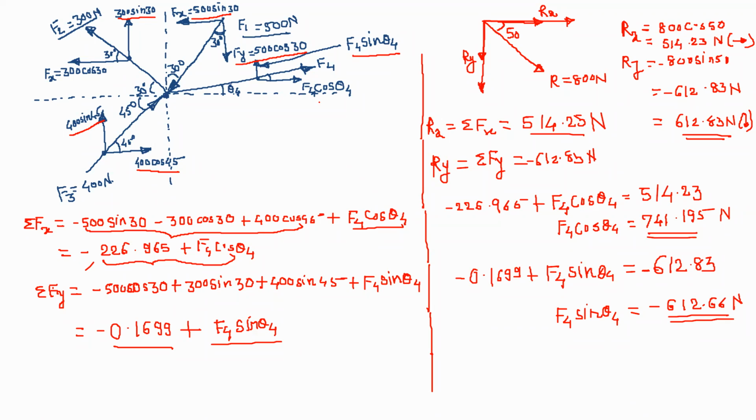So actually, we assume F4 lies in the first quadrant. But from this F4 cos theta 4 and F4 sin theta 4, can you tell me what is the quadrant of the F4?